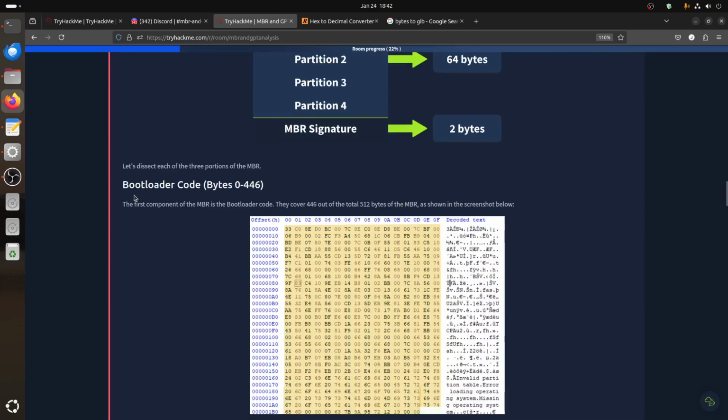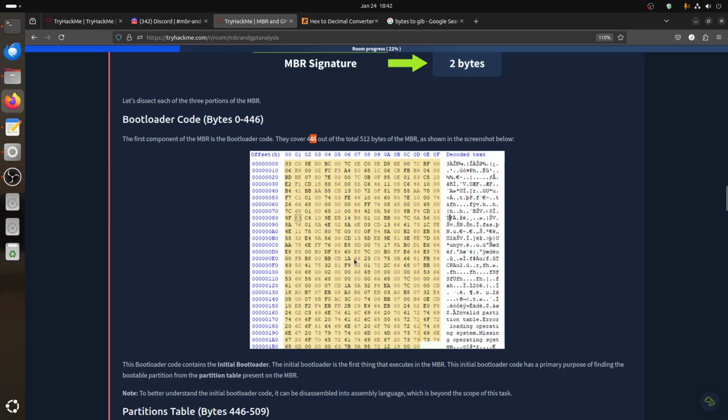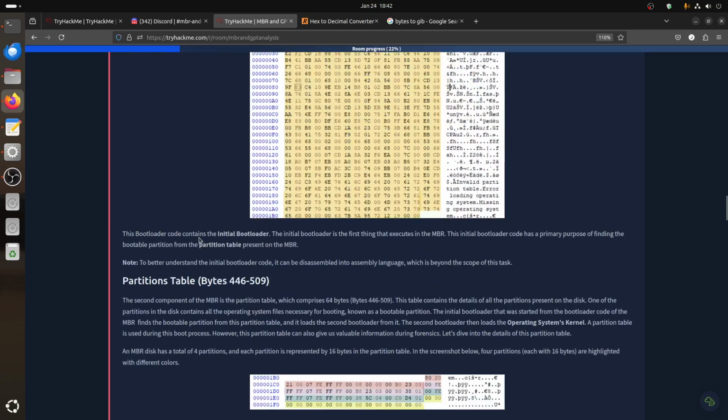Yeah, the first one is boot code. The first component of the MBR is the bootloader code. They cover 446 bytes, as shown on the screen. It's not like we're interested only in this one. This part of the code contains the initial bootloader. The initial bootloader is the first thing that exists in the MBR.